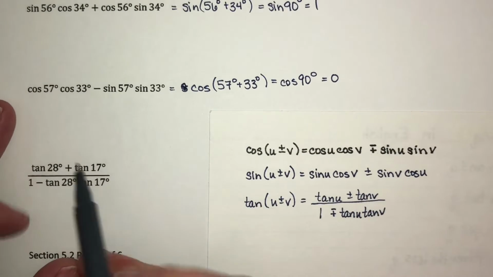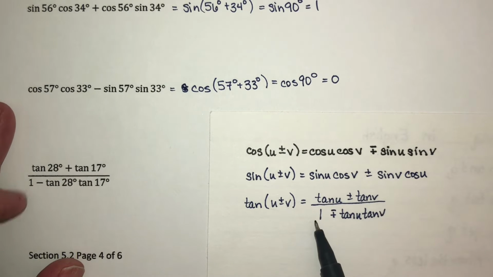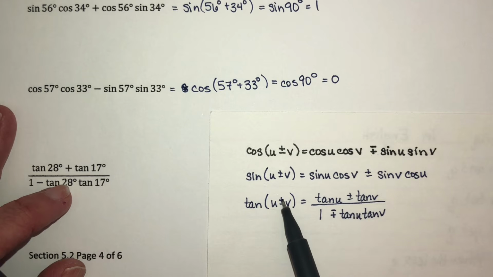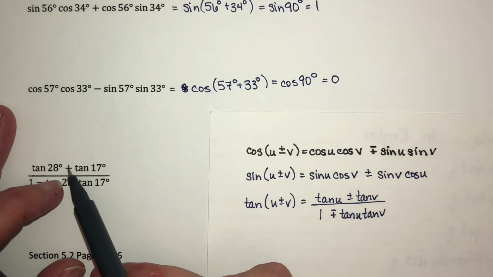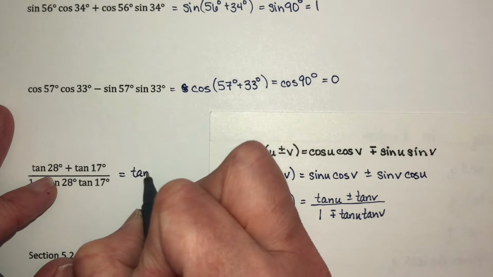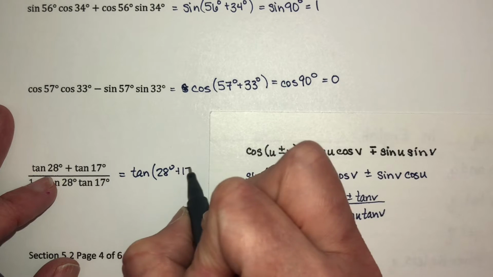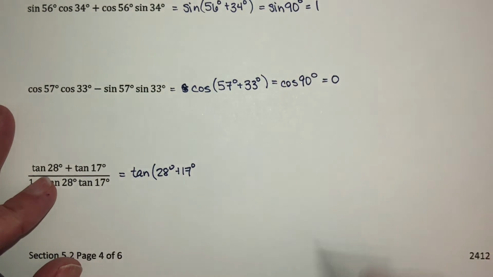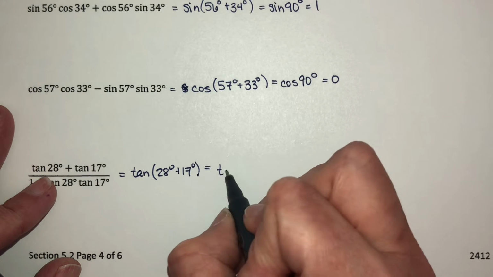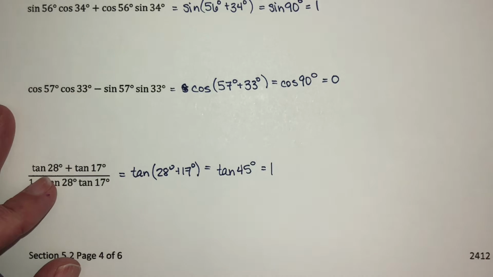Okay, now let's look at this one. I have a tangent plus a tangent over one minus tangent. This sign matches this sign. So since this is plus, I need to be adding these two together. This is the same thing as tangent of 28 degrees plus 17 degrees, which is 45 degrees. So tangent of 45 degrees, that's 1.